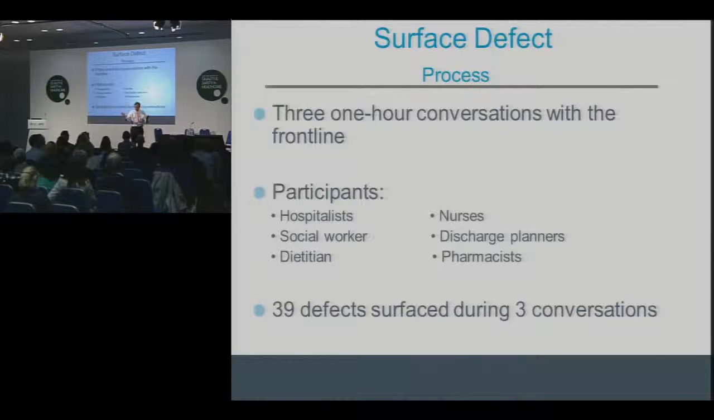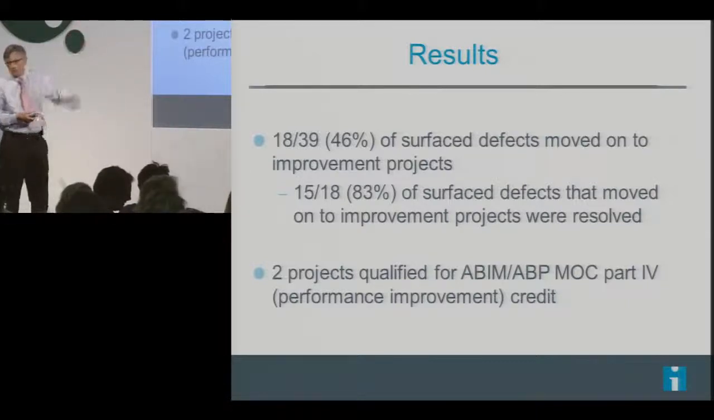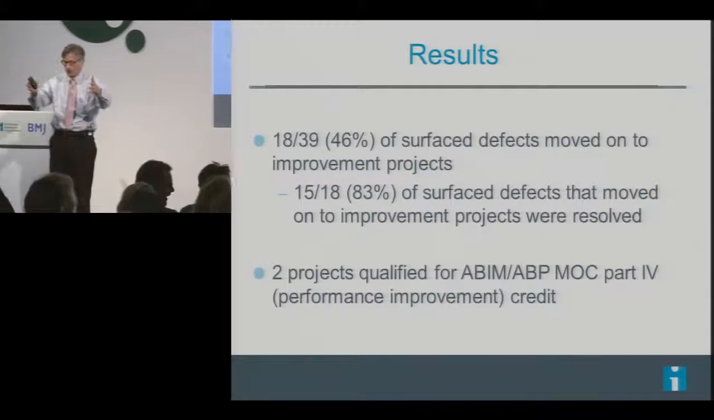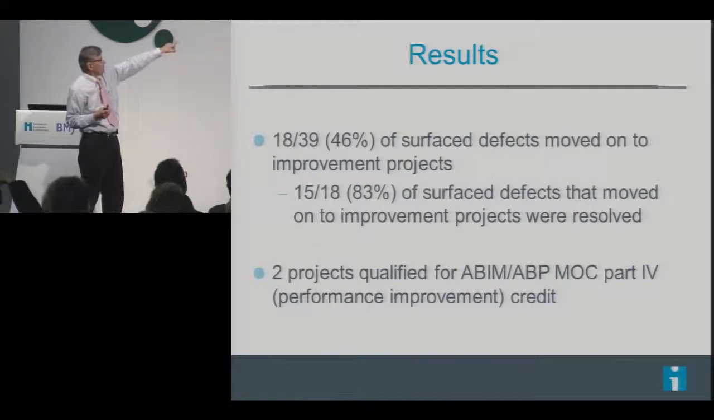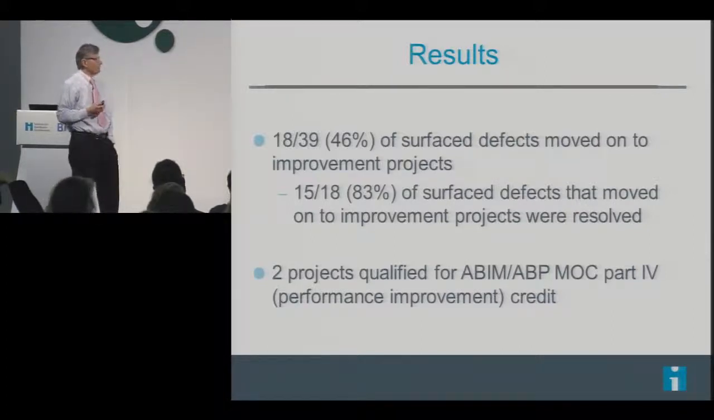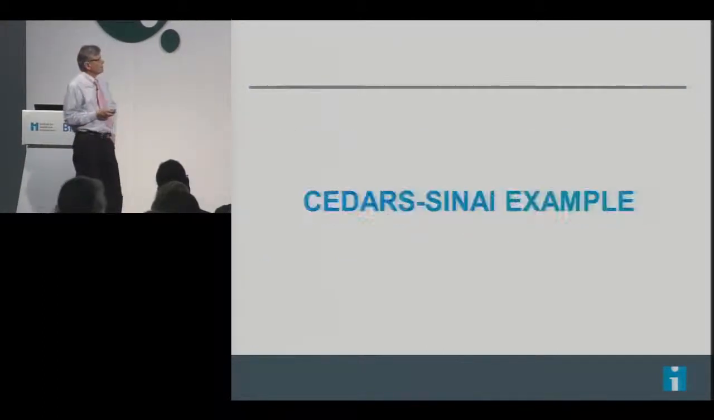This is a minor defect. But can you imagine how much this must interfere with the flow of the clinic during a given day if you have a lot of obese people? No one knew about this. This was a defect surfaced by people who room patients. So these are the types of defects that are being surfaced. Of these 39, 46% moved on to improvement projects that were scoped by leadership and then went on to be fixed. And of those, 15 of 18, or 83%, were resolved within 1 month. This is the power of this kind of approach.